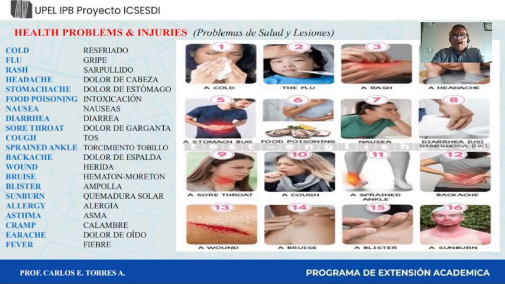Later in our class, we will talk about the health problems and injuries that we can suffer. So obviously, they are connected with the human body parts. So it's possible that we have a cold, we have the flu, we have a rash, headache, stomach ache, and so on. So, again, the idea is that you learn vocabulary for saying in English.